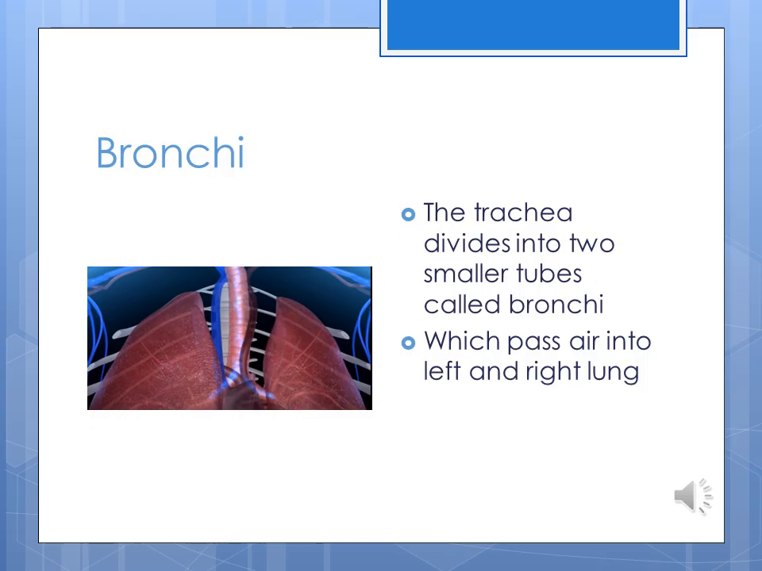The trachea is divided into two smaller tubules called bronchi, which pass air into the left and right lung.